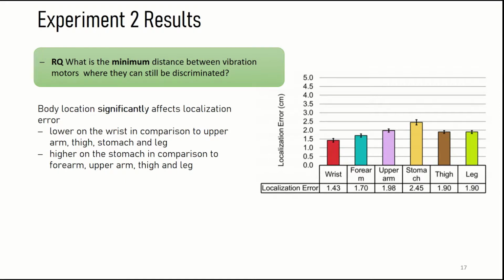Similarly, our findings here show that body location has a significant effect on localization error. We found a lower localization error on the wrist in comparison to the upper arm, thigh, stomach, and leg. We also found a higher localization error on the stomach in comparison to the forearm, upper arm, thigh, and leg.